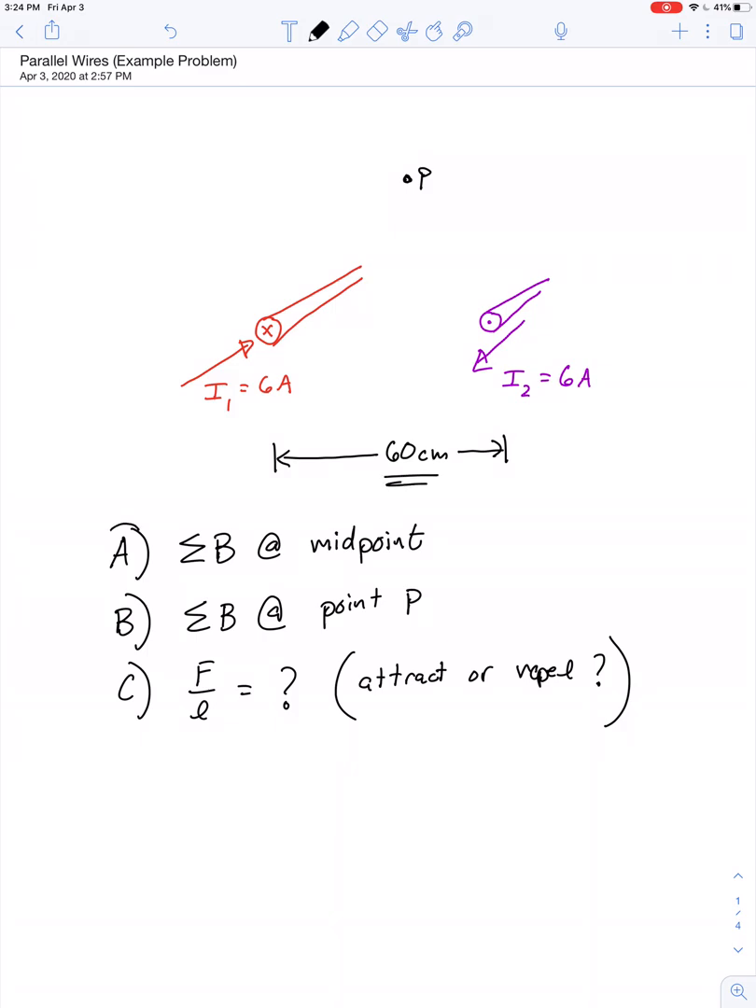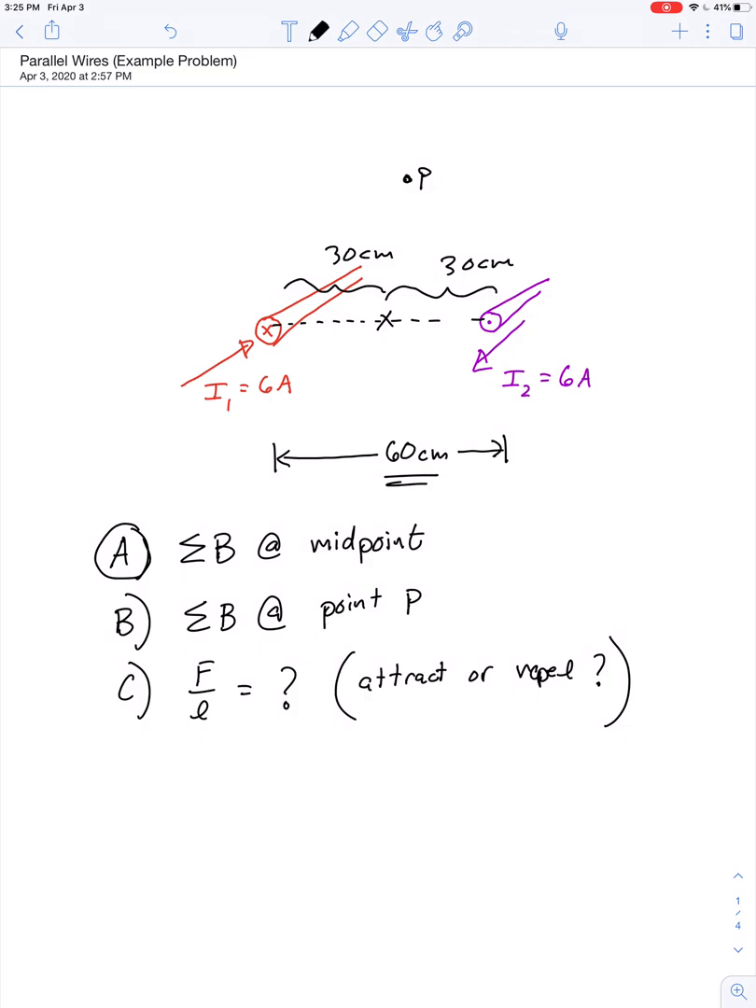And the first question we have to solve is, what's the overall magnetic field due to the two wires combined at the midpoint? So if we draw a line connecting the two and identify the midpoint, that midpoint is located at a distance of 30 centimeters from either of the wires.